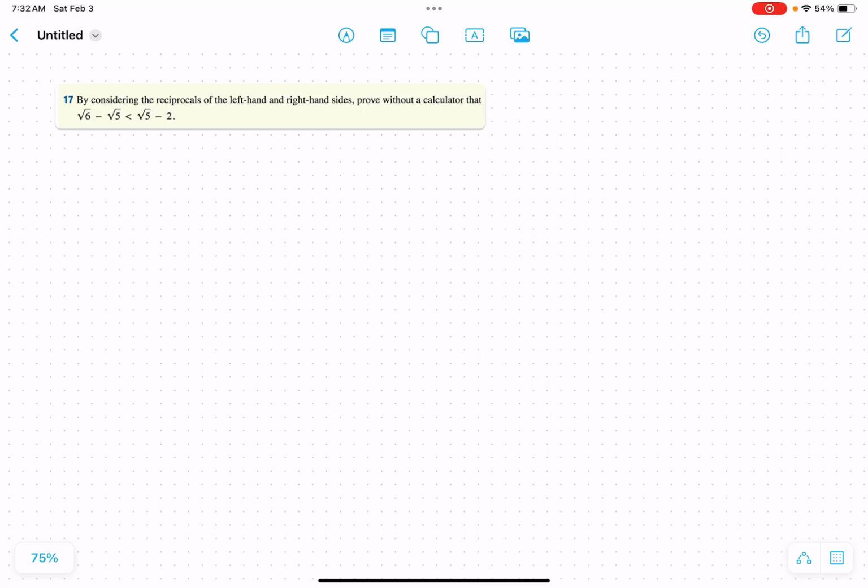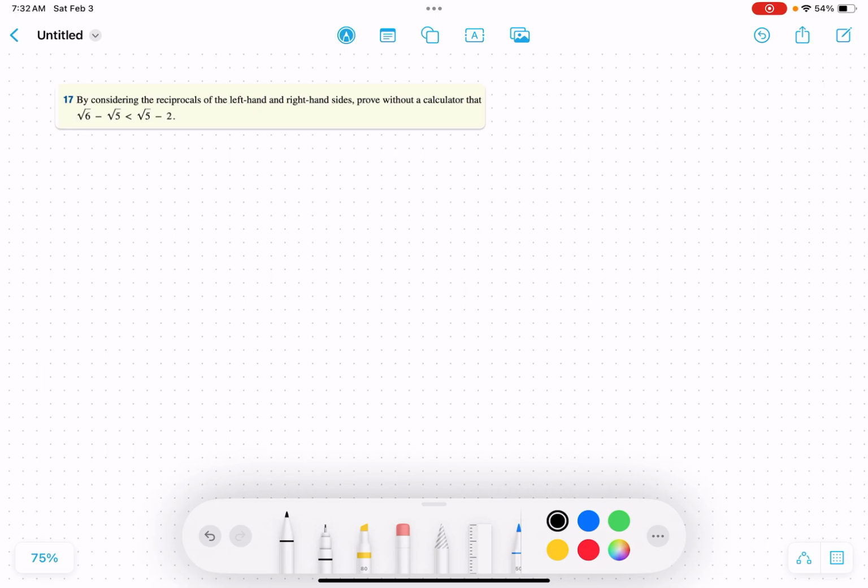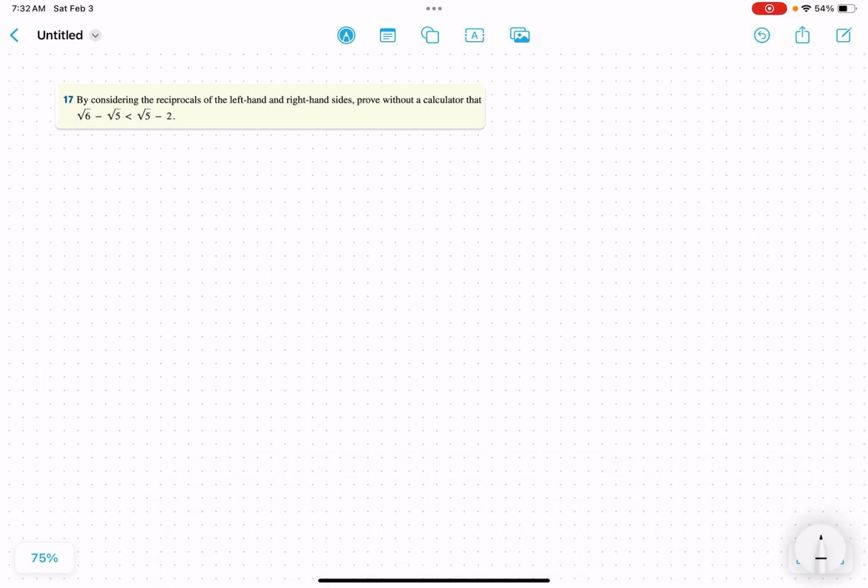All right, so this question does say by considering the reciprocals. So let's first find the reciprocals and have a look at what we've got. So I think that part is okay for everyone to do.